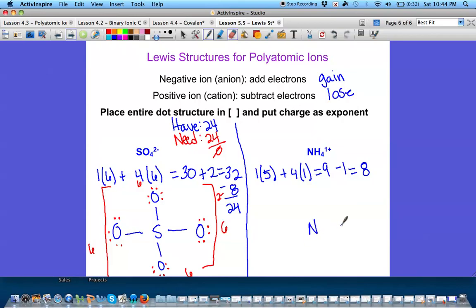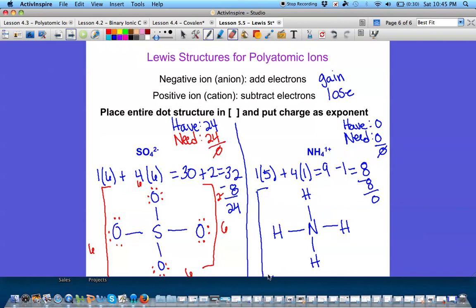Nitrogen is going to go in the center. Our hydrogen are going to go around our nitrogen. We're going to single bond all of our atoms together. 2, 4, 6, 8 is involved with our bonding. So we have 0. Each of our hydrogen has a bond, so they're taken care of. Nitrogen has 2, 4, 6, 8. So we have 0 and we need 0. That zeroes this out and we are done, except for putting it in ion notation. So we've got to put the brackets around it and then put the charge 1+ on the outside.